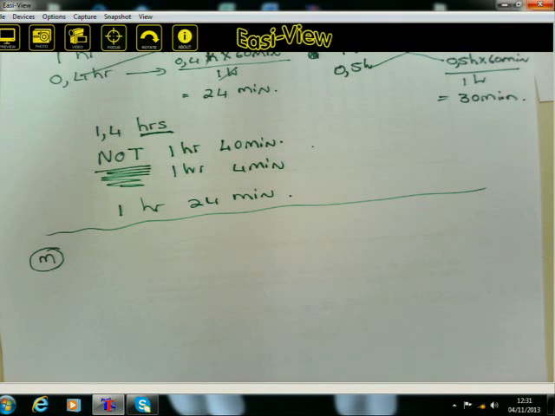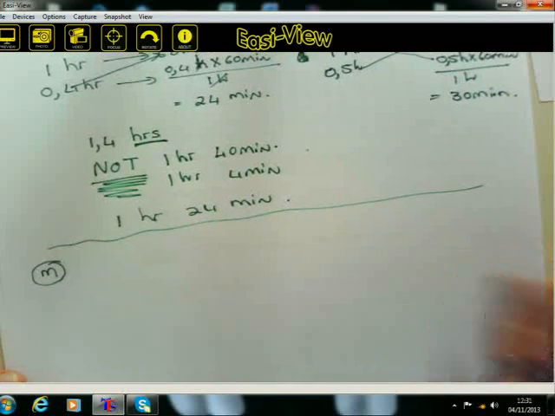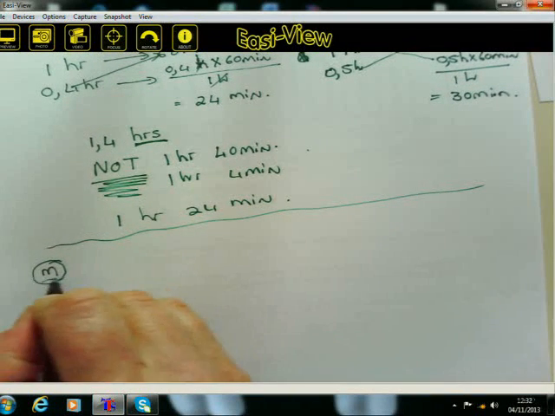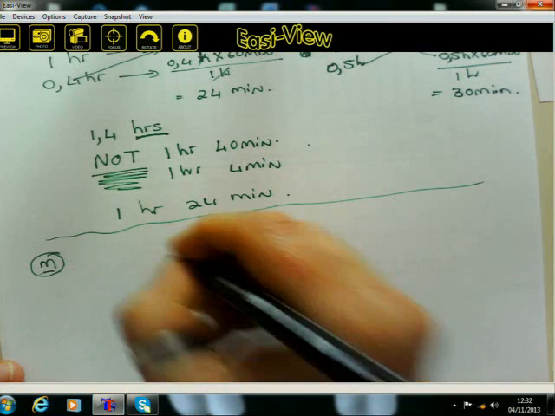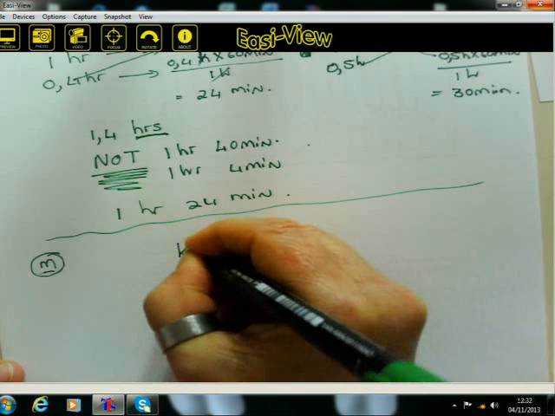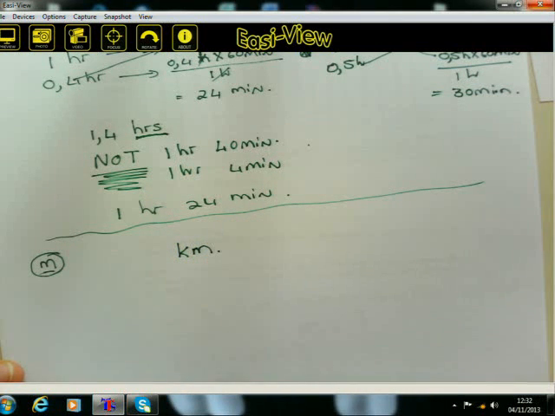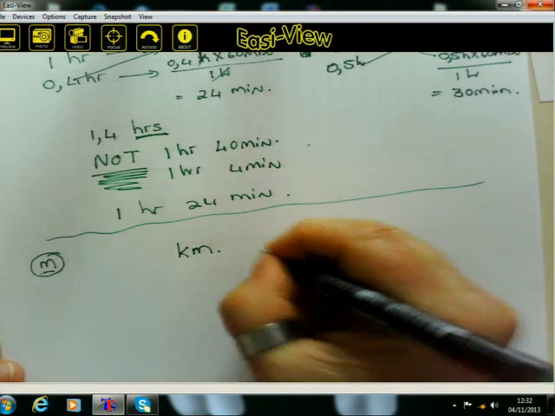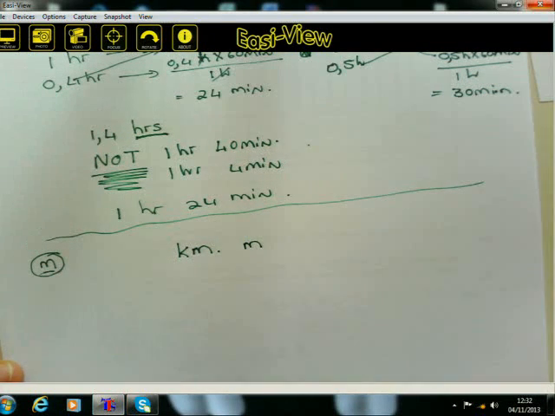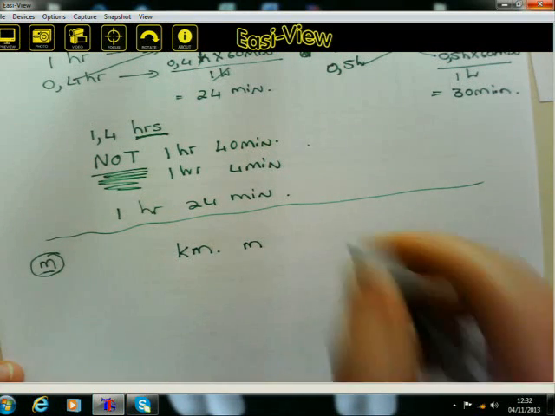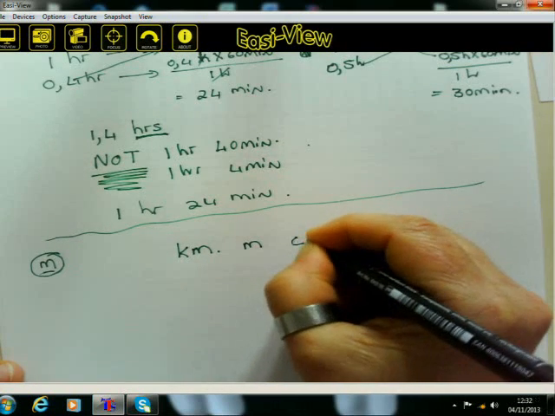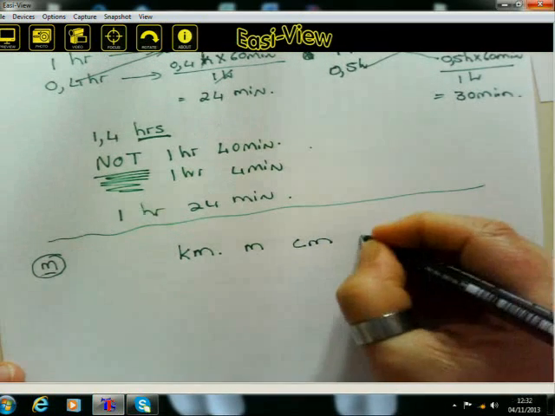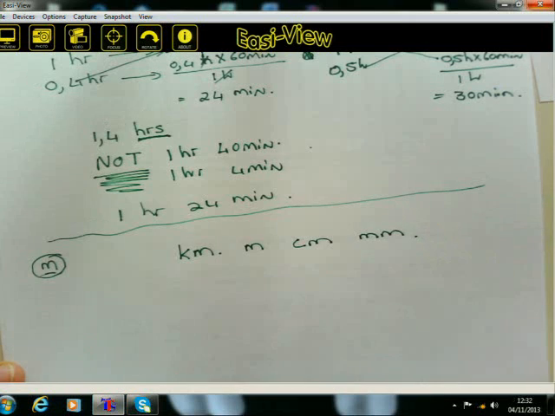When we are doing length, we are doing it in terms of meters. Now, if you must do conversions and it's in terms of meters, write them down like this. Start with your kilometer, which is your biggest unit. Then meter, which is your base unit. I go a little bit smaller, I get centimeter, and smaller, I get millimeter.